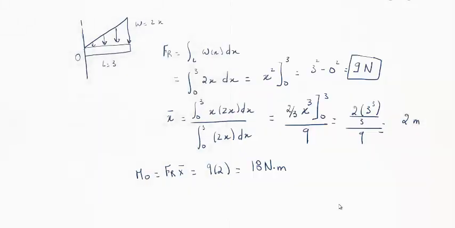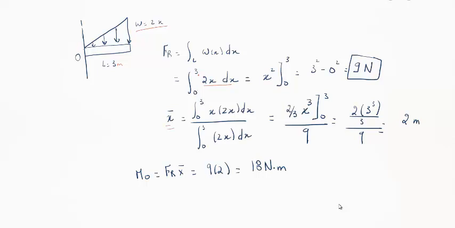Now we can do an example about that. Let's say we have this bar here, length 3 meters, w is 2x. So first we want to know what the force is. We just do the integral over L of w(x) dx, which is basically the integral from 0 to 3 of 2x dx. So the integral of 2x is x squared. We evaluate that from 0 to 3, we get 3 squared minus 0, which is 9 Newtons.